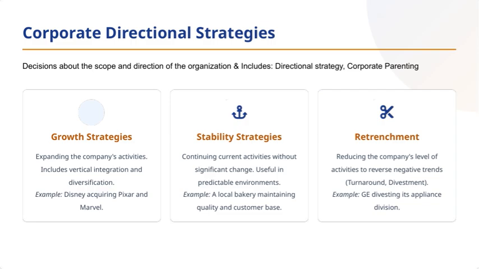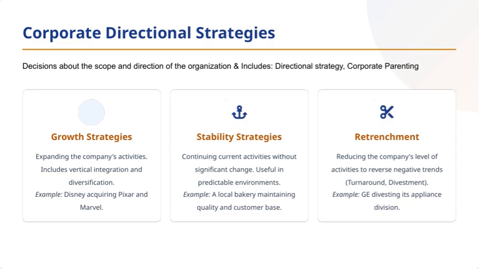Imagine a local bakery that chooses to maintain its quality and loyal customer base instead of expanding rapidly. This approach involves continuing current activities without significant change, which can be very effective in predictable or stable environments. Then there's the concept of stability strategies, which are about expanding the company's activities. For instance, Disney acquiring Pixar and Marvel is a classic example of growth through diversification and vertical integration. This strategy helps the company strengthen its market position and create new opportunities.